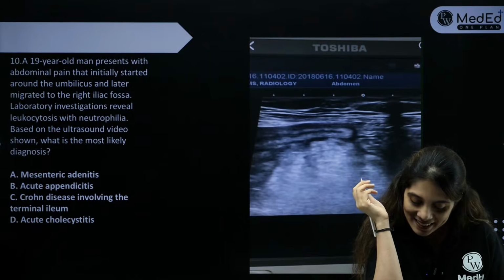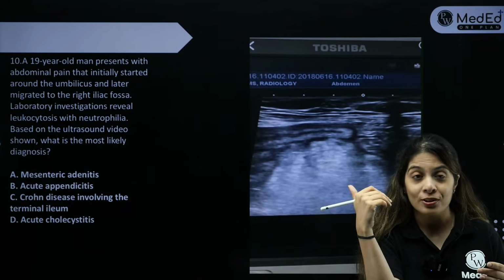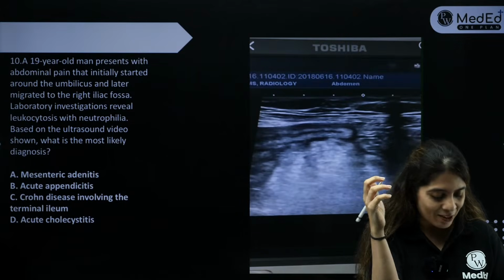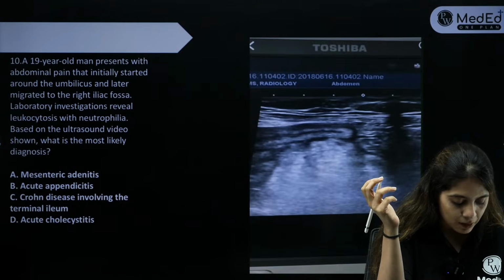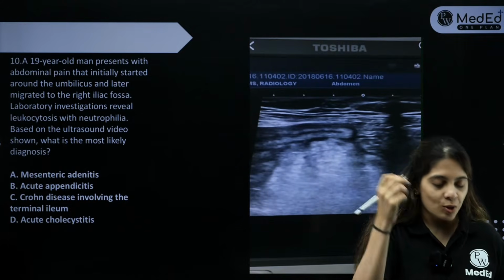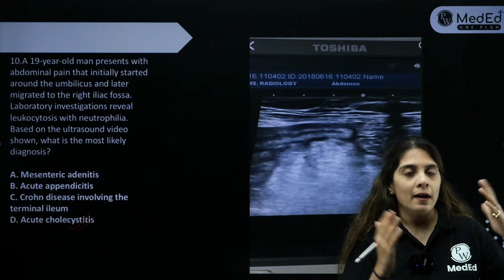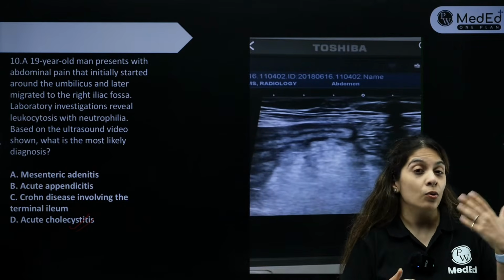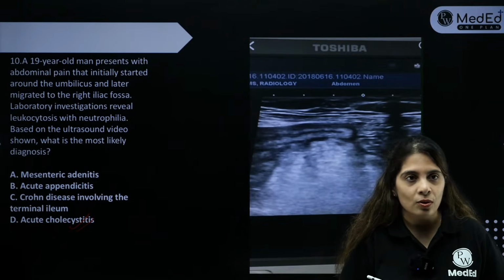So, Xavier is writing already that the answer is acute appendicitis, but see other options also. It is not always that they will show you acute appendicitis. It can be mesenteric adenitis or Crohn's disease involving the terminal ileum or acute cholecystitis. Acute cholecystitis, we have already seen that particular video. We know how the gallbladder looks like, how the calculus looks like, how cholecystitis will be shown to you in the form of a thickened wall, right? So this is not acute cholecystitis.